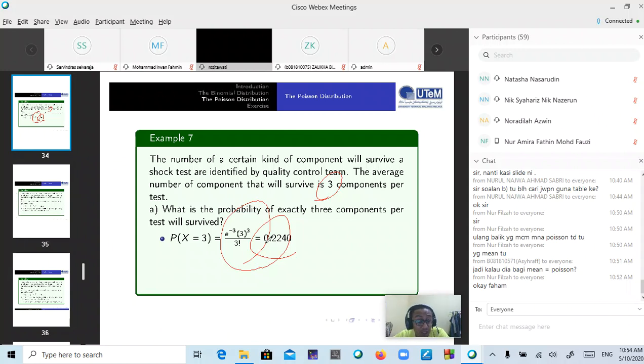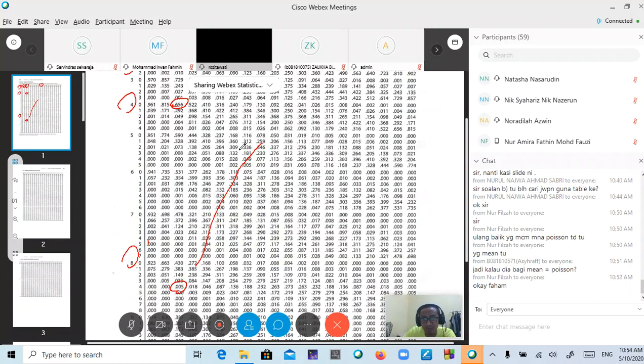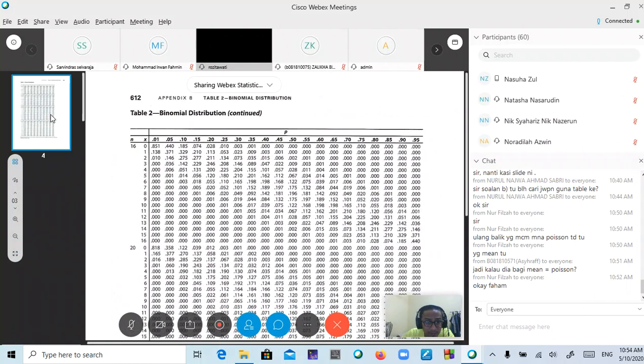So this one also the same thing. Kalau ada dalam table, so you can use statistical table. Kalau tak ada, nak tak nak, you kena guna formula lah. So, look at your table. Ada ke tak? Kita check.